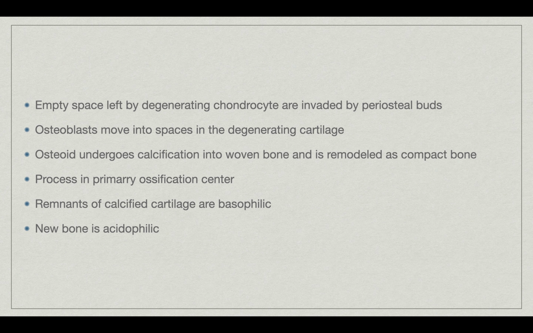The empty space left behind by the degenerating chondrocytes is invaded by the periosteal buds, and the osteoblasts will move into the spaces in the degenerating cartilage. Osteoids will undergo calcification into the woven bone, and that is later remodeled as the compact bone, with the lamellae. The process is all in the primary ossification center, and the remnants of calcified cartilage are basophilic, while the new bone is acidophilic.